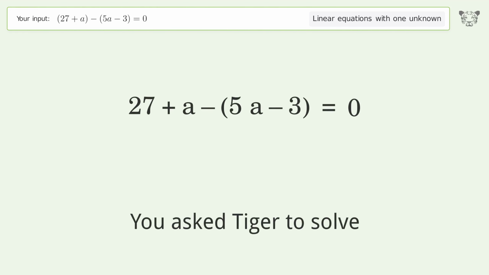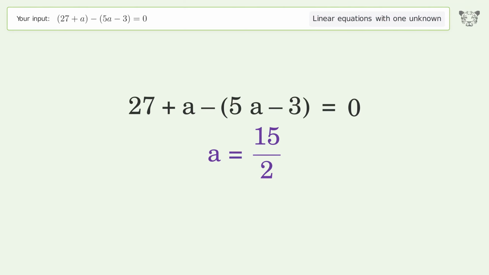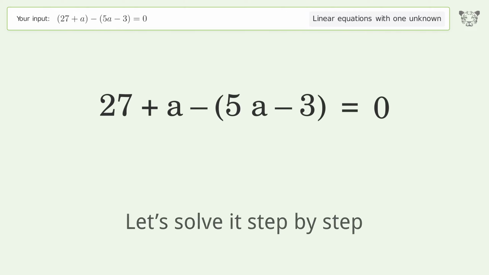You ask Tiger to solve this. This deals with linear equations with one unknown. The final result is a equals 15/2. Let's solve it step by step.